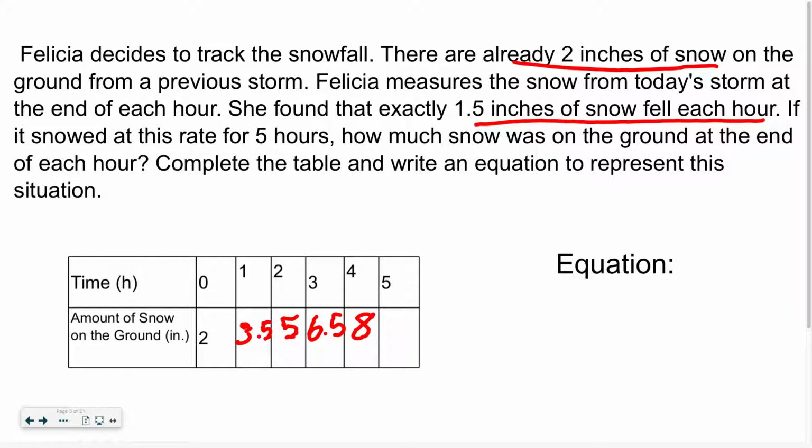You're right. Why did he get 8? What did you do? You just added 1.5 because it's another hour. So what happens each hour? 1.5 more inches of snow. Okay, so what about for the fifth hour? 9.5. We added another 1 more hour, so we're adding another 1.5 inches of snow. Good. So how can we write an equation for this?